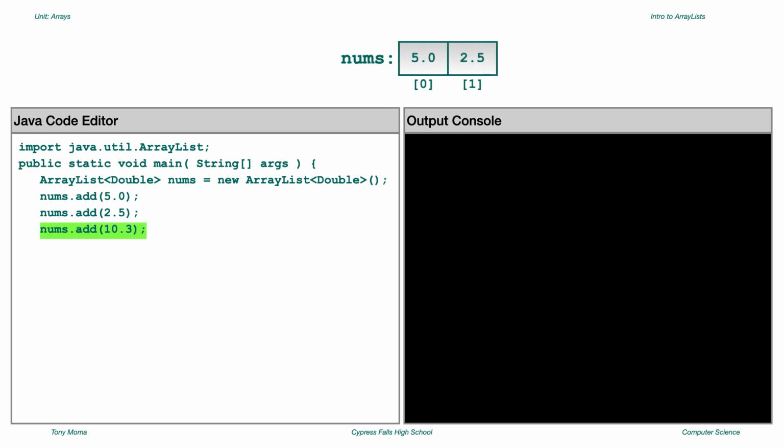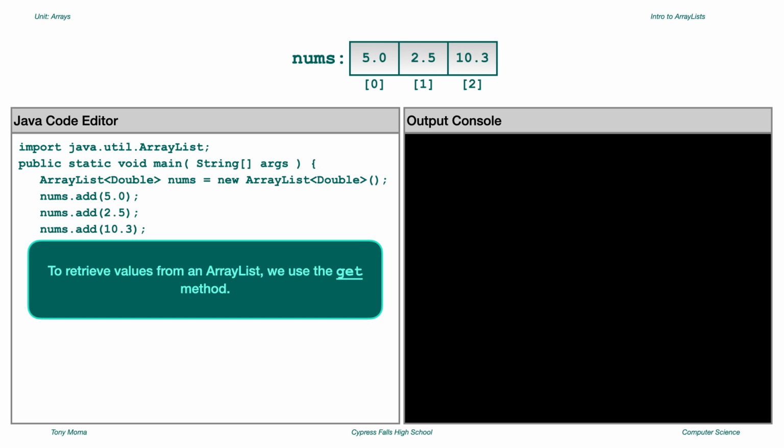Then if I want to add 10.3 to the ArrayList, I would type nums.add(10.3) and then that value will get added to the end of the ArrayList at index 2. And this is how we add values to an ArrayList. Now suppose I want to retrieve one of the values from the ArrayList, perhaps to store the value inside a variable or simply to print it out.